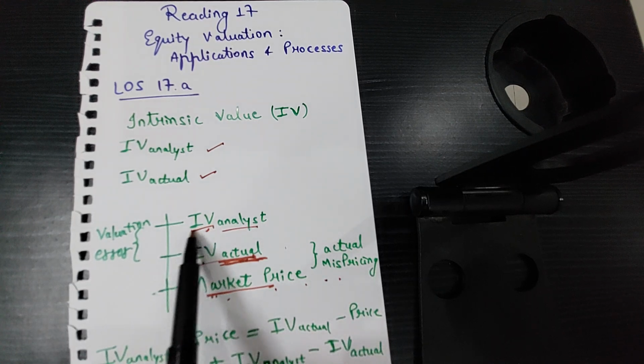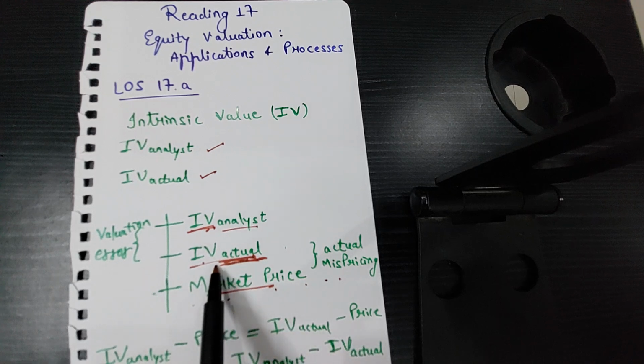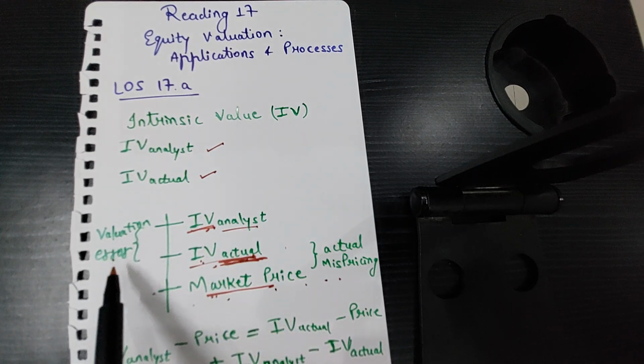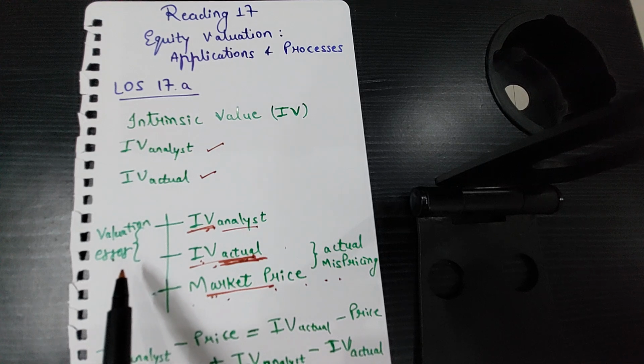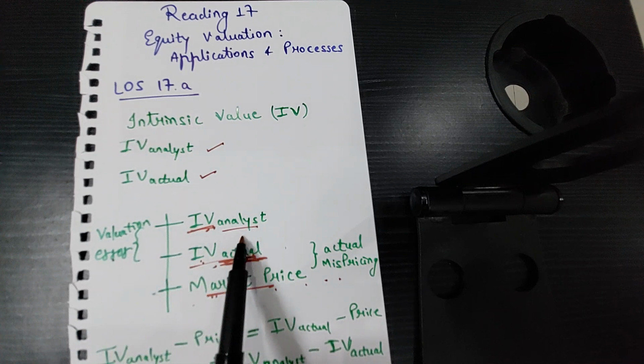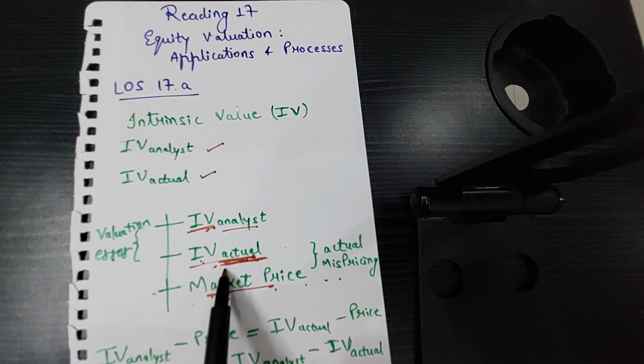The value the analyst derived and the actual intrinsic value, the difference between them is called valuation error. This is valuation error. Because of errors in their assumptions, the analyst value comes out different from the actual intrinsic value.